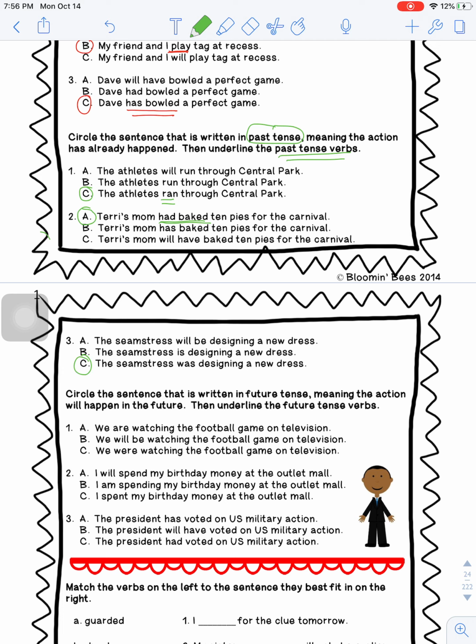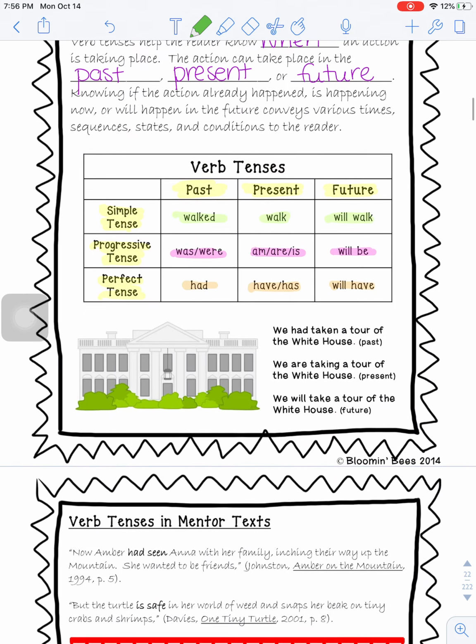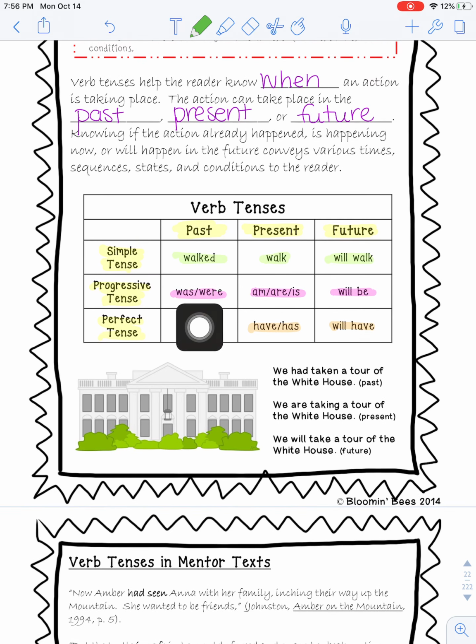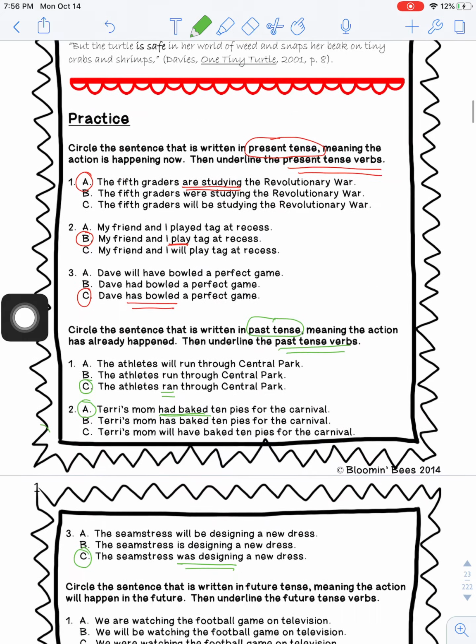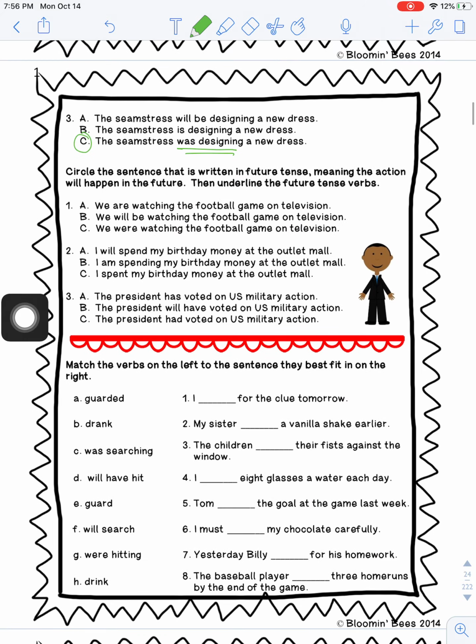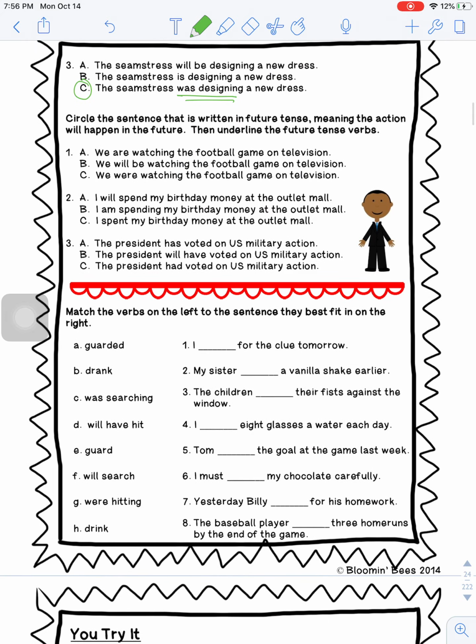And hopefully you thought C and "was designing" should be the past tense. And if we look very closely, back at your notes, "was designing." So it's progressively past, okay? All right, great job. Now for the rest of the week, you will be working on the remaining questions.